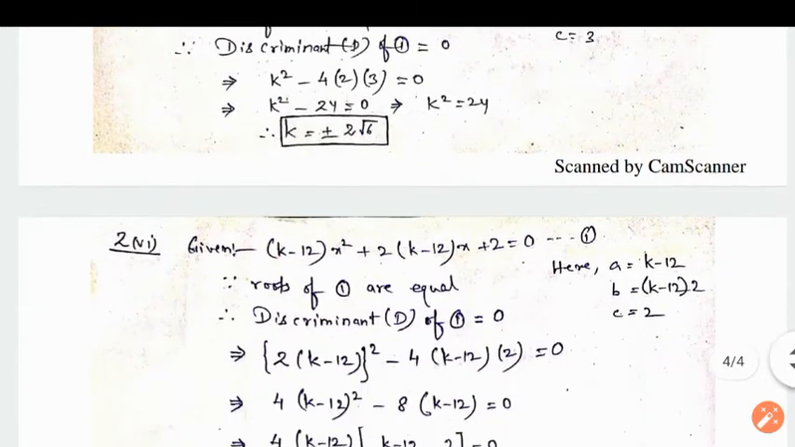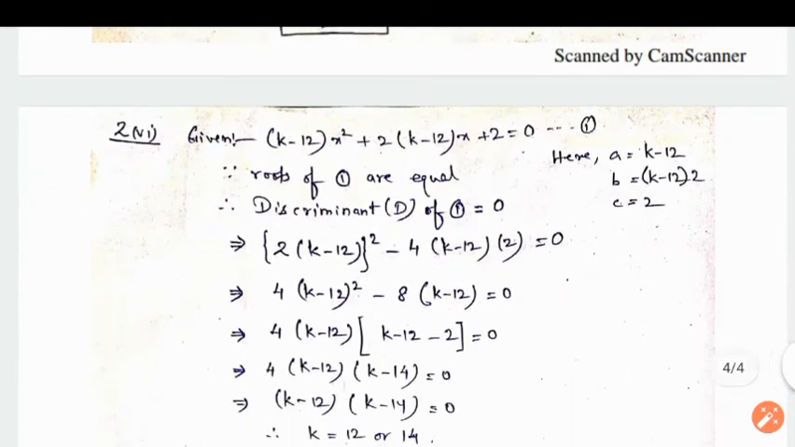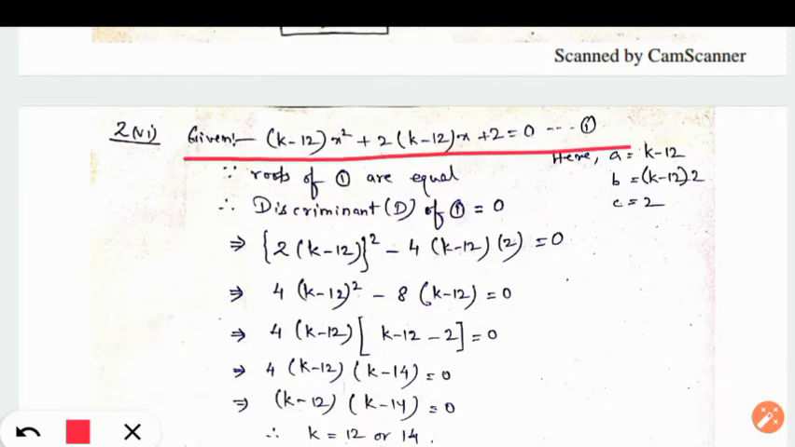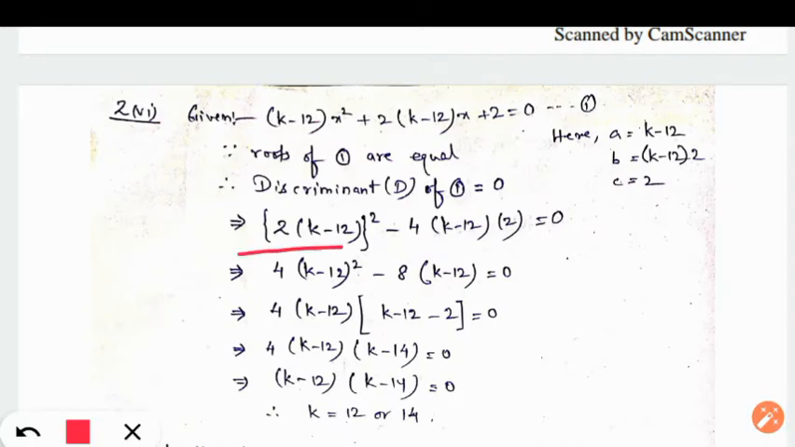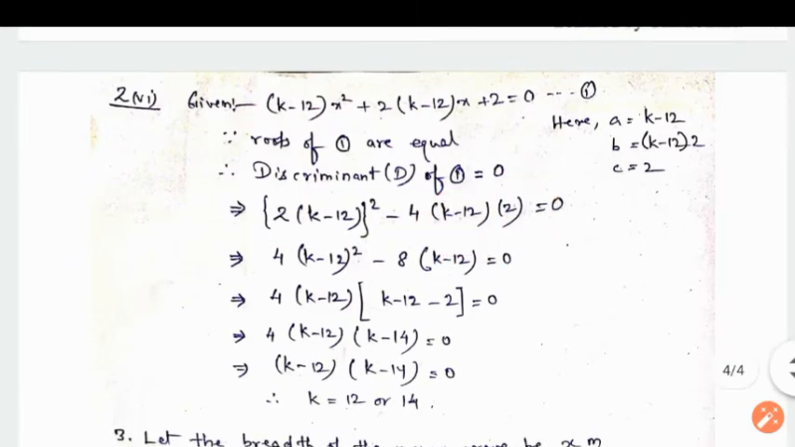Now 2 sub part 6. So I have written what is given there, equation 1. What are the values of a, b, c? I have written a = k − 12, b = 2(k − 12), c = 2. Since roots of 1 are equal, the discriminant of 1 must be equal to 0, right? So what is the formula of the discriminant? b² − 4ac. So in place of b² I have written the value of b, then in place of a I have written the value of a, and then I have written the value of c, right? So see the simplification.